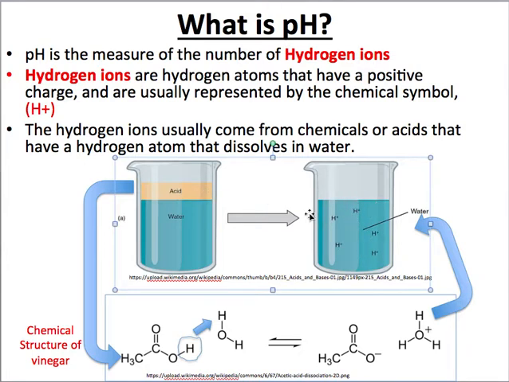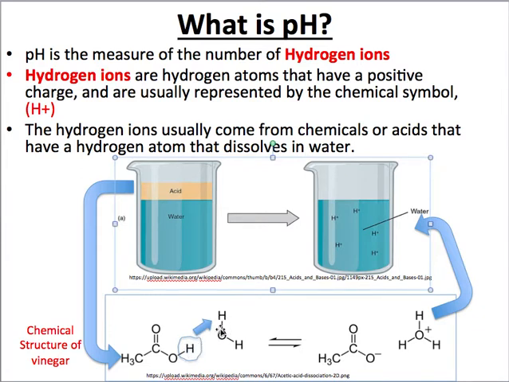Let's look at this a little bit closer because you might be wondering how in the world does an acid become H plus, right? So if we were to look at acid at a closer level, let's take vinegar for example. The structure of vinegar looks like this: 2 carbons, 3 hydrogen, 2 oxygen, and a hydrogen attached to an oxygen. So what happens is when you pour vinegar into this water, this hydrogen right here is going to come off because the water is going to take it off.